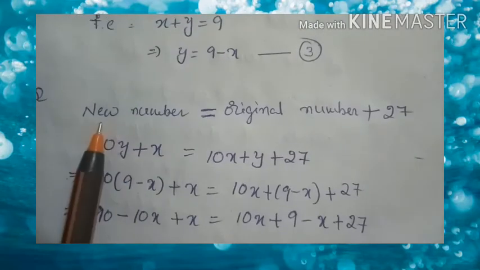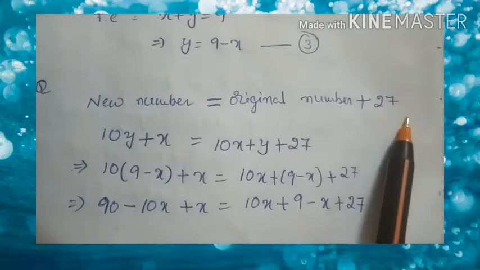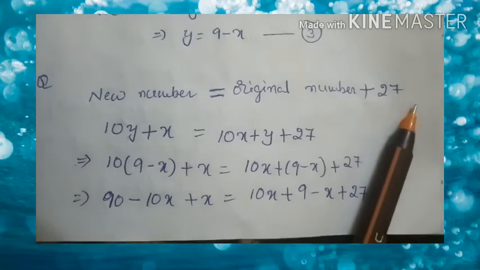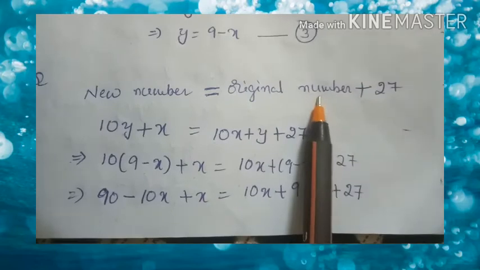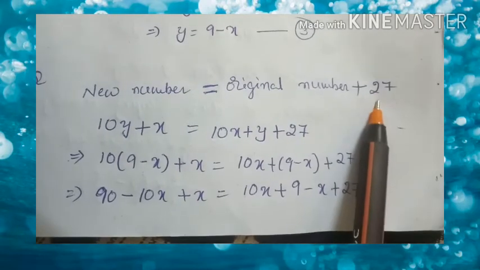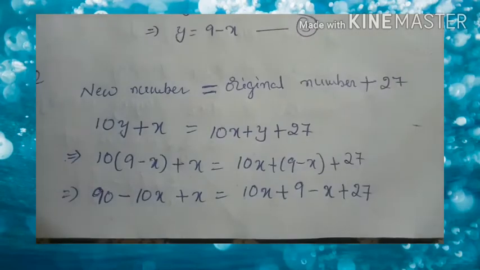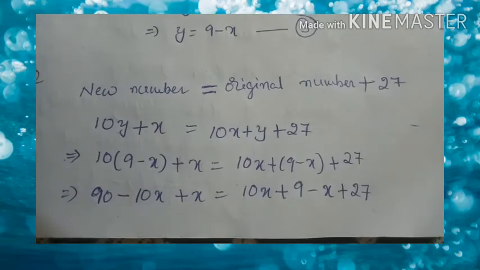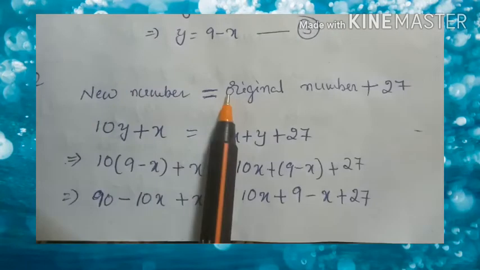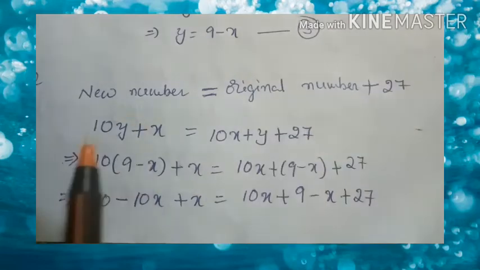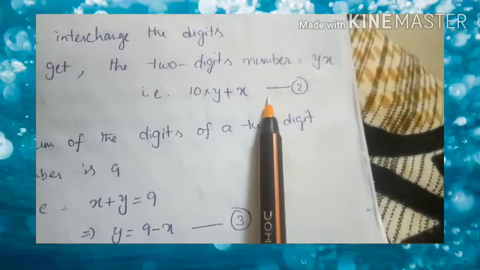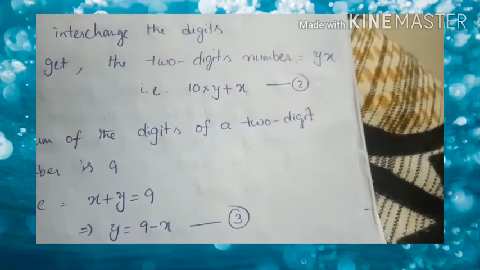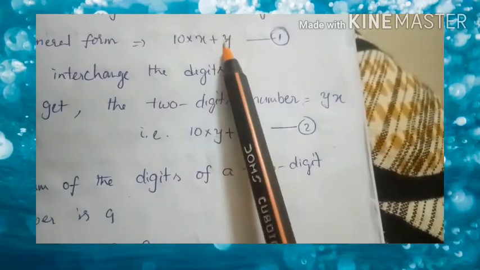So the fourth condition: new number is equal to original number plus 27. Yes or no? The resulting new number is greater than the original number by 27. Greater means to add, plus, more. So new number is equal to original number plus 27. What is the new number? We got the second equation. What is the second equation? 10y plus x is equal to original number 10x plus y.